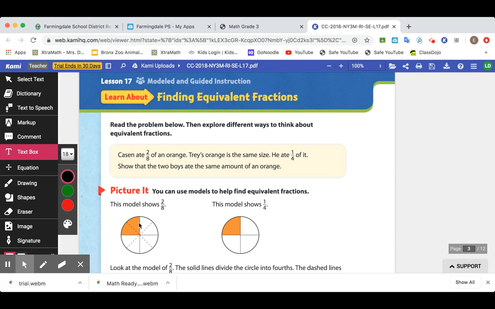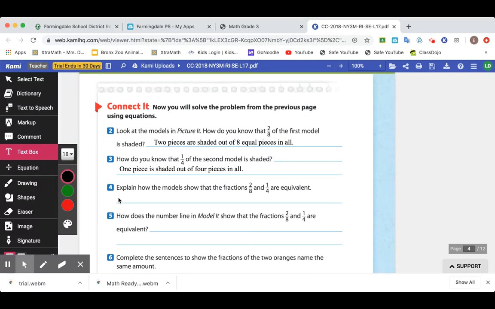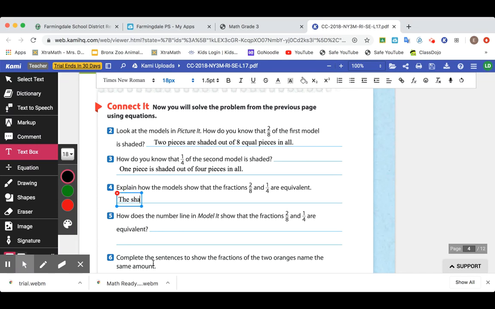But look at, isn't this the same amount of orange? Isn't this the same amount? It's the same shaded amount, isn't it? Okay, so the shaded part's the same. The difference is that this is just cut into more pieces than that. So the fraction's different, okay? So let's say something like that. How do you think we should explain this? Let's say the shaded amount is the same in both models. Good?